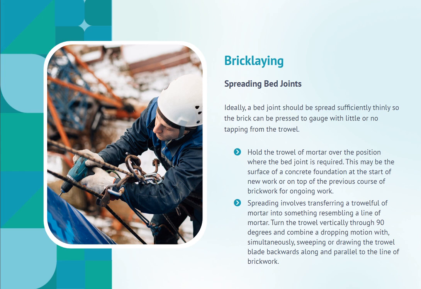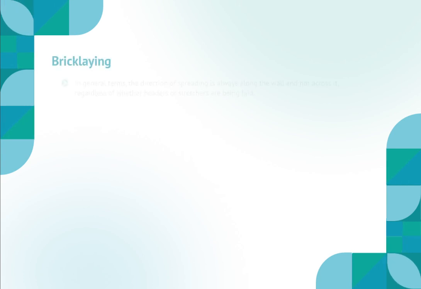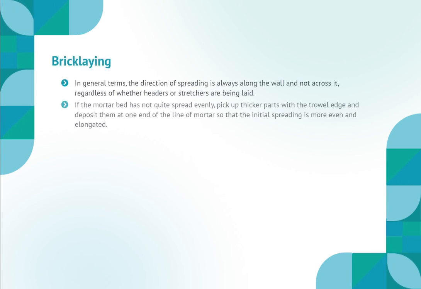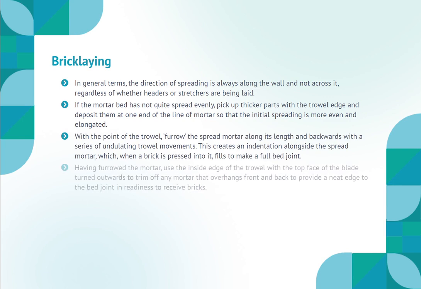Spreading involves transferring a trowel full of mortar into something resembling a line of mortar. Turn the trowel vertically through 90 degrees and combine a dropping motion with, simultaneously, sweeping or drawing the trowel blade backwards along and parallel to the line of brickwork. In general terms, the direction of spreading is always along the wall and not across it, regardless of whether headers or stretchers are being laid.